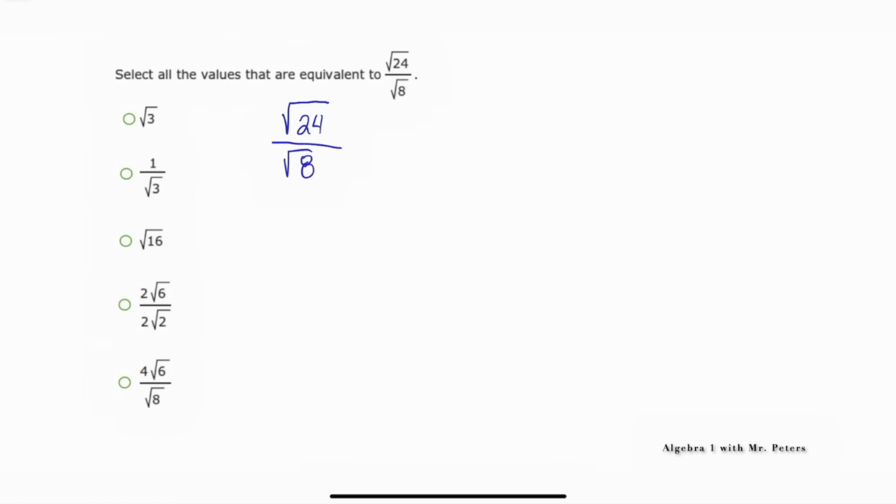Both radicals. So radical 24 could be 4 times radical 6, and then radical 8 we could break down as 4 times radical 2. Now when we simplify this one step further, what we're going to get is 2 radical 6 all over 2 times radical 2. So our first answer choice, or should I say equivalent expression, would be answer choice D.